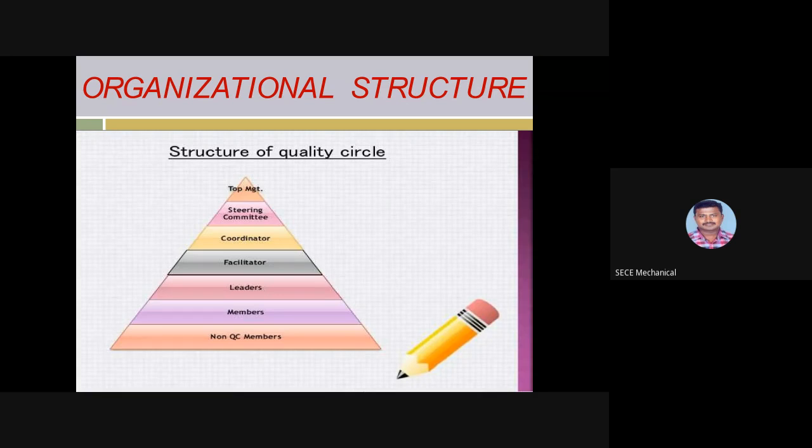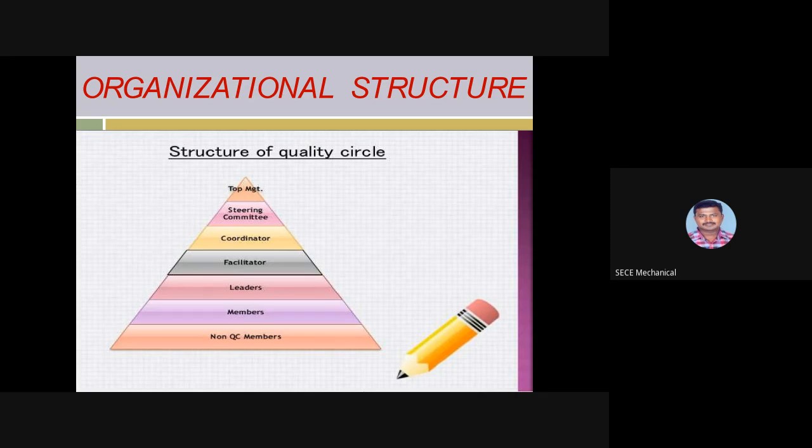Here you see the top management and steering committee, coordinator, facilitator, leader, deputy leader, members, non-members. You can see everybody here. The main function of the top management: though not directly a part of a formal quality circle structure, top level management influences the successful implementation of the concept. Successful implementation of the concept is going to be implemented by the top level management, so they will influence in that particular area only.